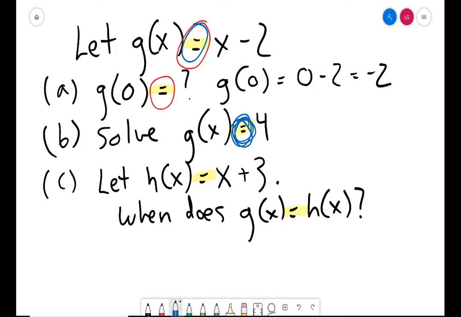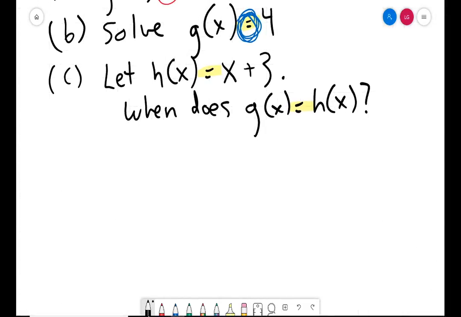When is g of x equal to 4? So just to label this is B. We're solving this.